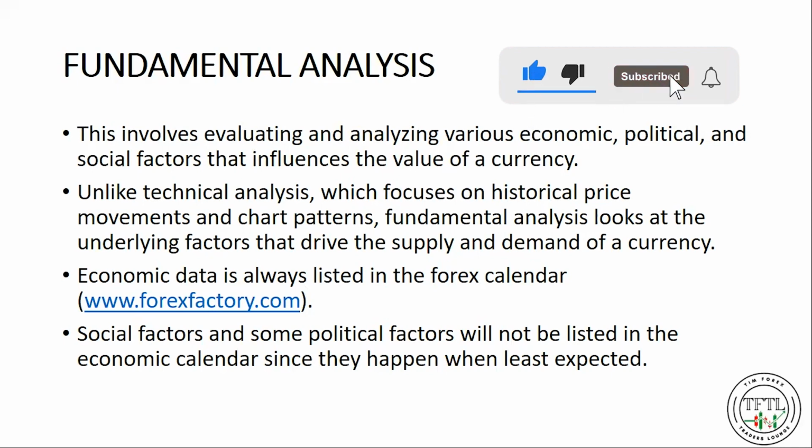Because of different reasons. Social factors and some political factors will not be listed in the economic calendar, since they happen when least expected. Especially the social factors, like natural calamities. For instance, when we had a war between Israel and Palestine, no one knew that it was about to erupt, but it erupted significantly, and this affected the market. We saw gold skyrocket from around 1932, and it went all the way to create a new all-time high.